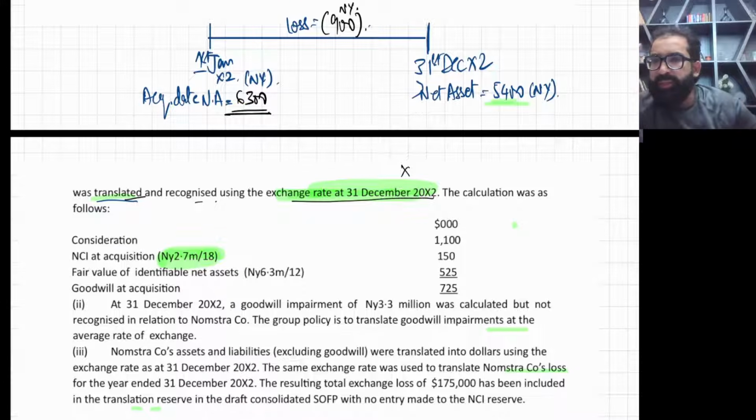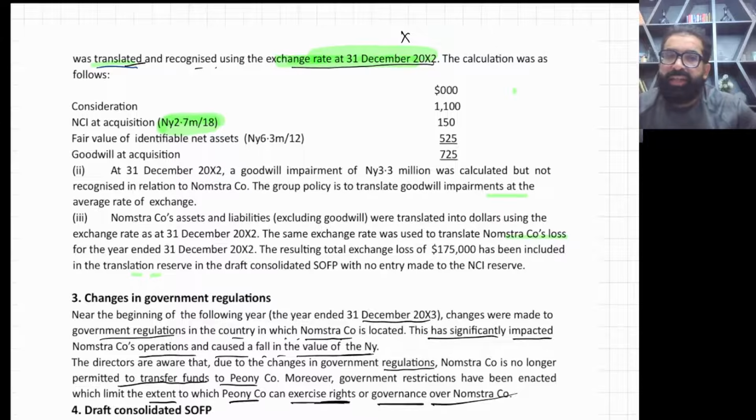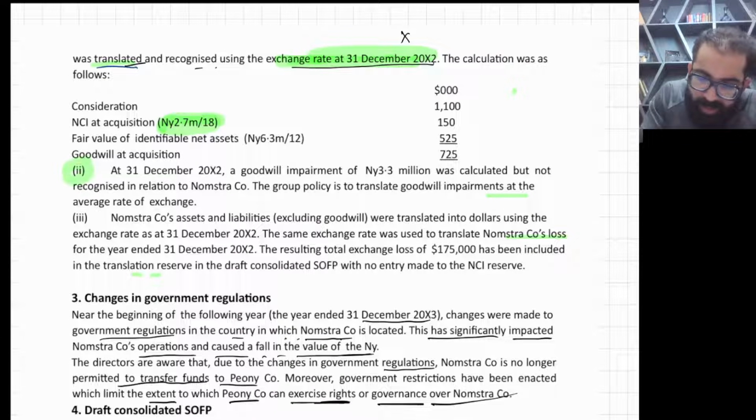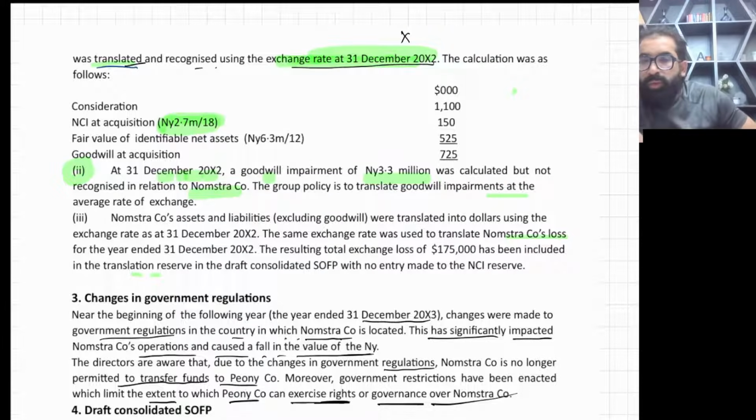Now the second thing. At 31st December X2, a goodwill impairment of NY 3.3 million was calculated but not recognized in relation to Nomstra company. So you need to recognize it yourself. In the final accounts at F7 level, you have to correct the wrong things and complete incomplete things. Here the goodwill calculation was wrong, which we need to correct by making a correcting entry, and the goodwill impairment has not yet been posted, which we need to post from zero.